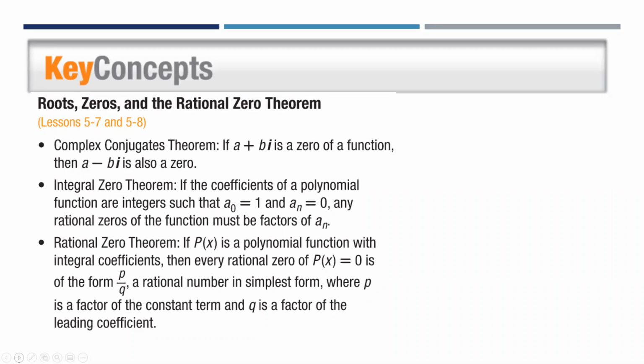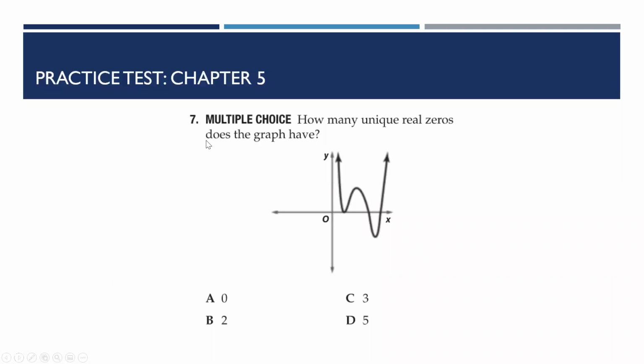Okay, so back to the problem. So here it says, how many unique real zeros does the graph have? Well, we can see that it crosses the x-axis 1, 2, 3 times. Okay, so crosses it 3 times, so that would be C. Okay, and that's it for that problem.